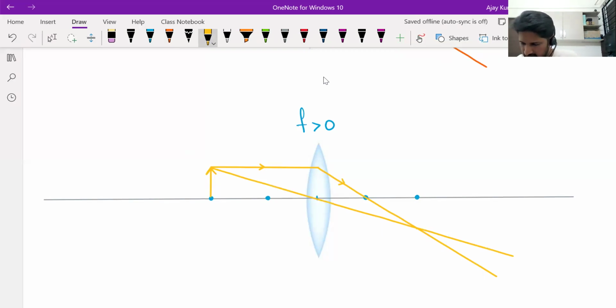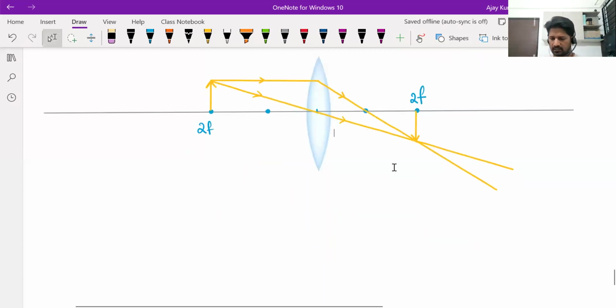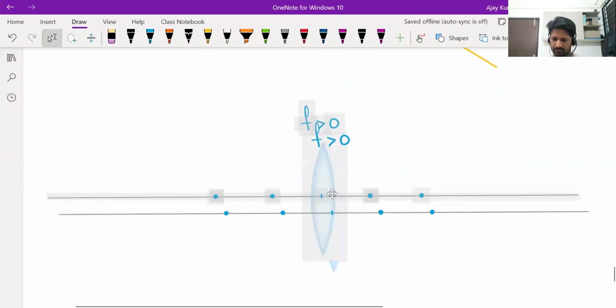This is an interesting case actually. Object distance equal to image distance. So if object is at 2f on one side of a converging lens, image will also be at 2f on the other side of the converging lens. Okay. You get an inverted image which is of the same size as the object. And another case of inverted image formation.